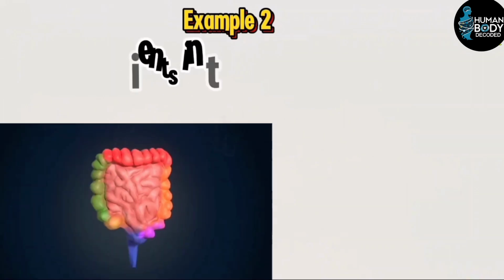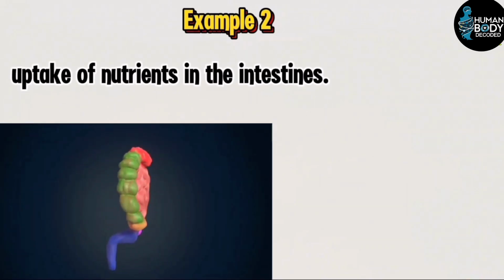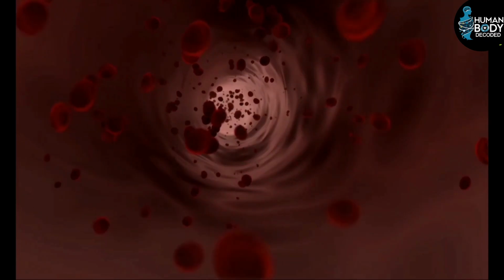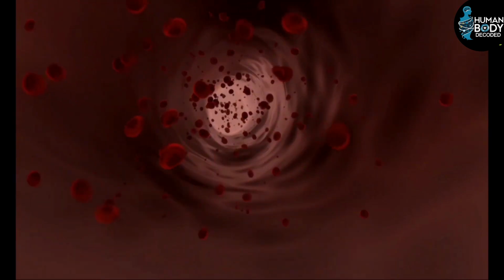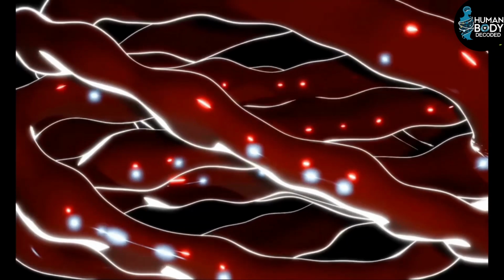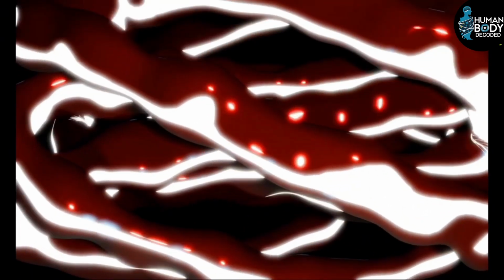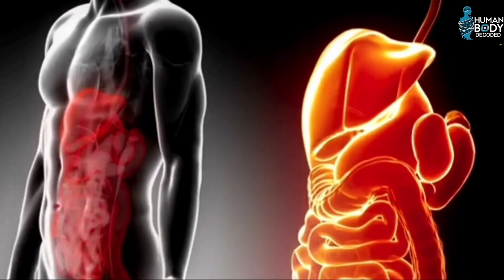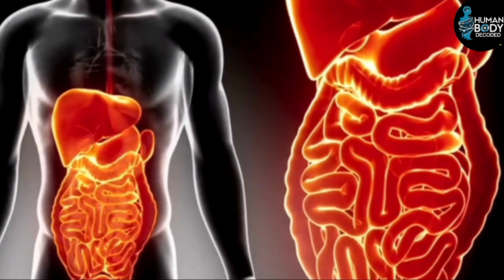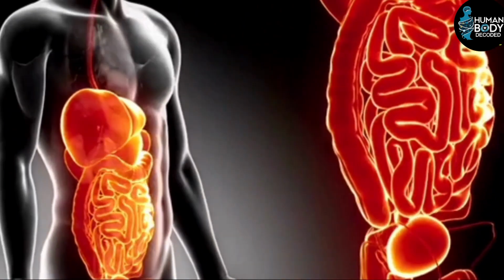Another example of active transport is the uptake of nutrients in the intestines. Even when there's a lower concentration of nutrients in the intestines compared to the cells lining the intestines, the cells use energy to actively transport these nutrients into the body. Without active transport, our bodies wouldn't be able to absorb the nutrients we need to survive.